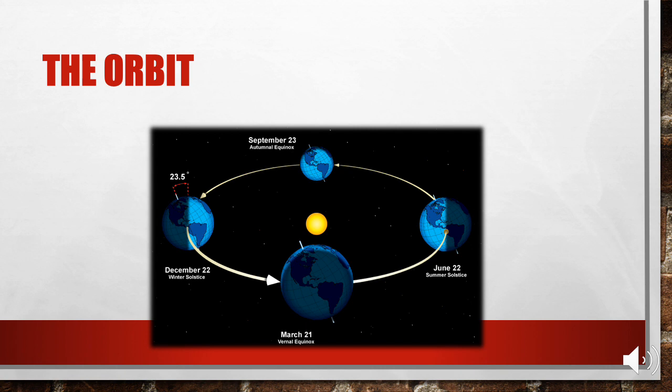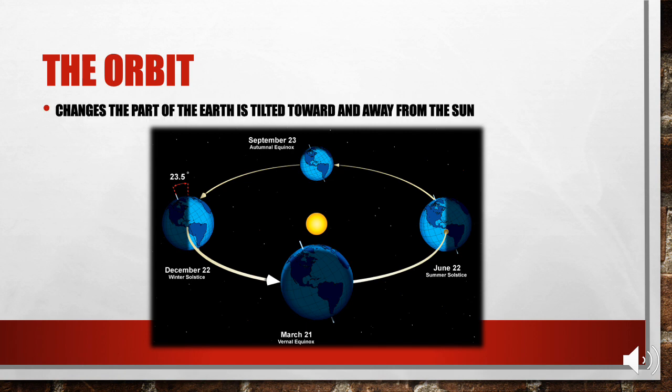The Earth is actually closest to the sun during winter in the northern hemisphere, and farthest during summer in the northern hemisphere. This proves that the distance from the Earth to the sun is not a major factor in our seasons. However, what the orbit does affect is which part of the Earth is tilted toward or away from the sun. During our summer, it's the northern hemisphere, whereas during our winter, it's the southern hemisphere.